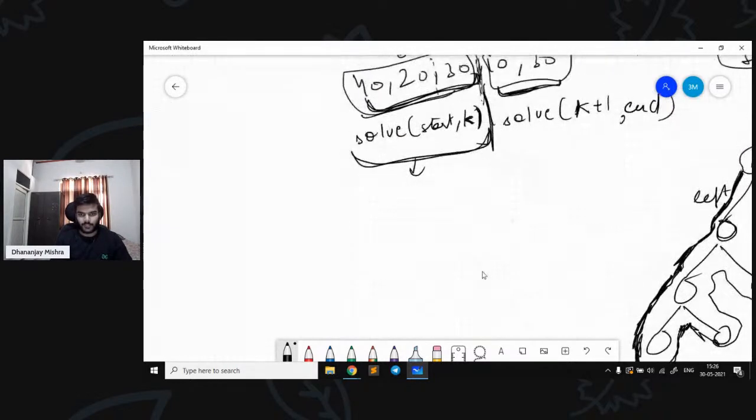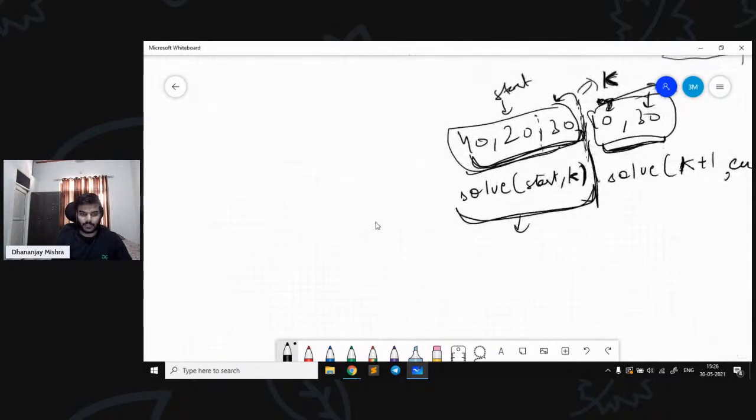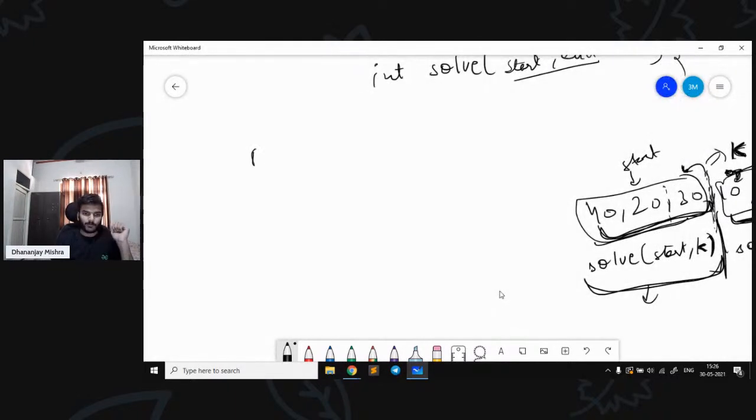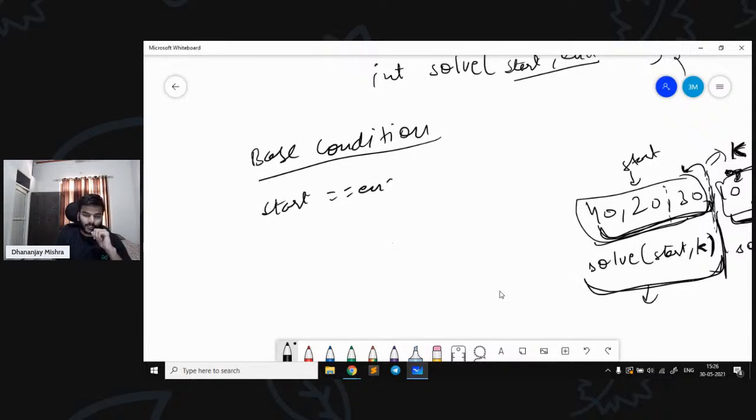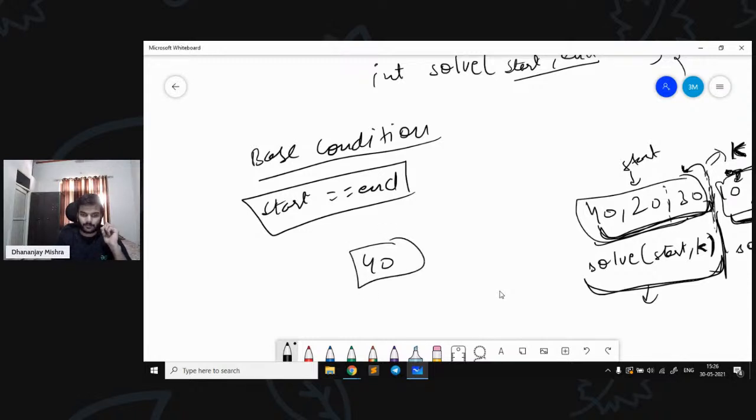Now talking about the base condition, I hope the general case is clear to you. So what about the base condition? Our base condition is that if my range has only a single dimension, that is start is equal to end. That means if I am left with 40, then start is equal to end, so I can't form any matrix.